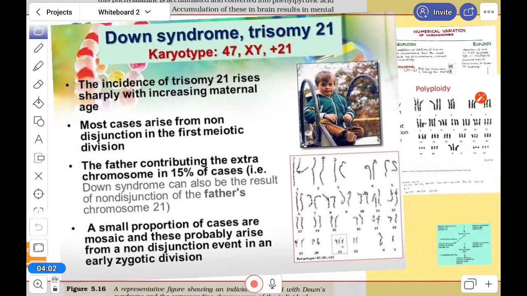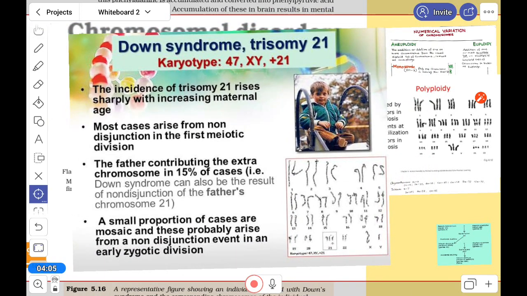Here you can see trisomy 21. Okay, it arises from non-disjunction. So what is non-disjunction? Now I am going to describe. The father contributes the extra chromosome in 15% of the cases. So here is one statistic: on the father's side this non-disjunction may take place. Look here, the 3 chromosomes.